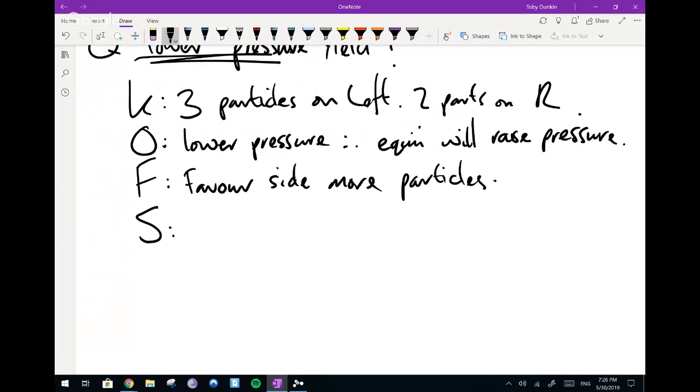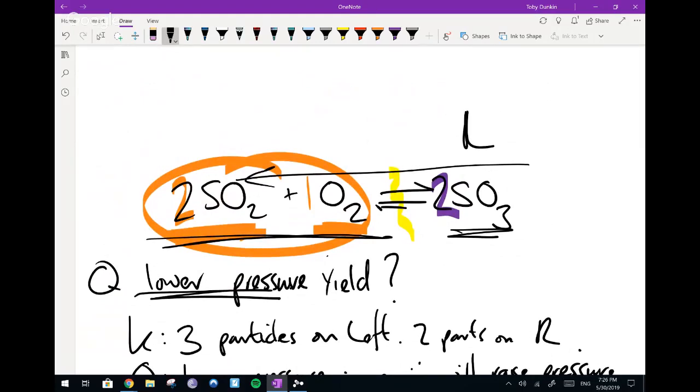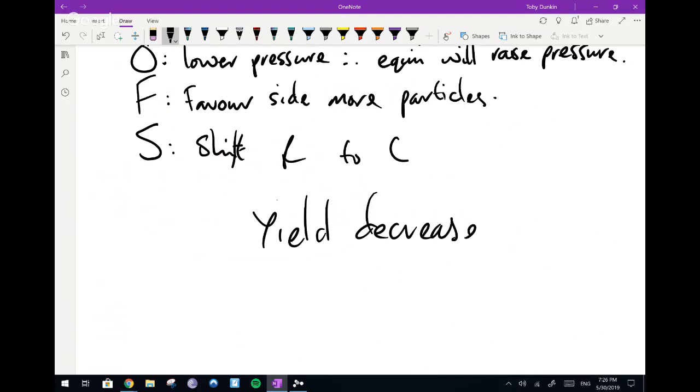Shift. I'm going to shift from right to left. Shift right to left. Yield decrease. Does that help, Kayan? I hope that helps.